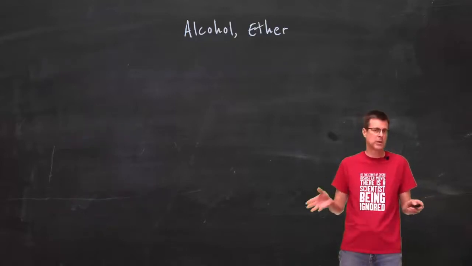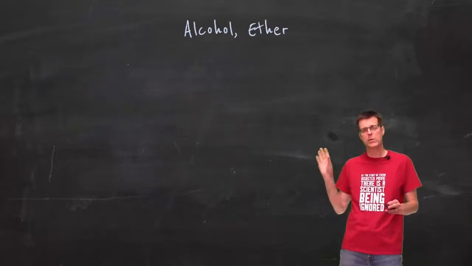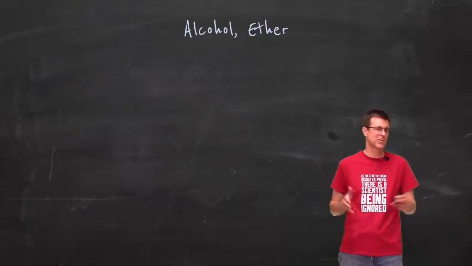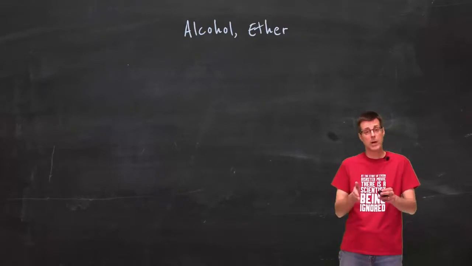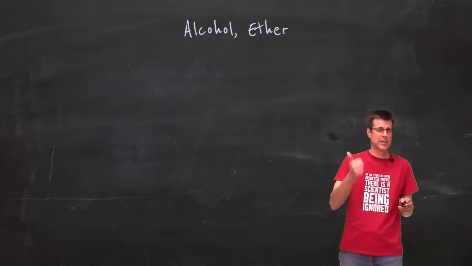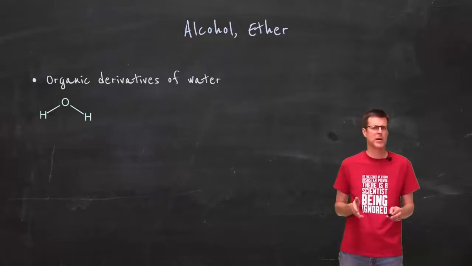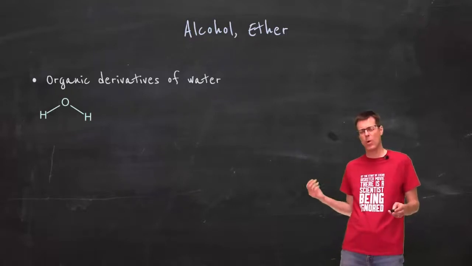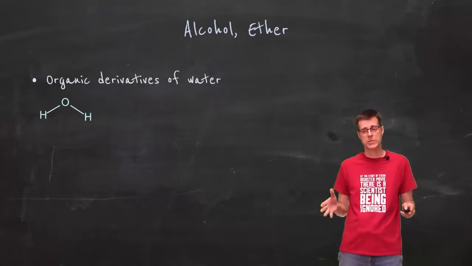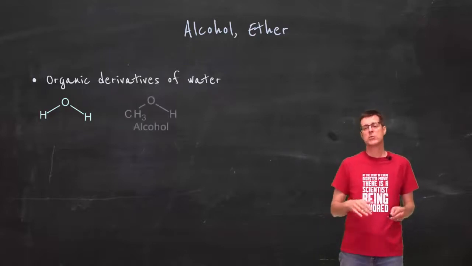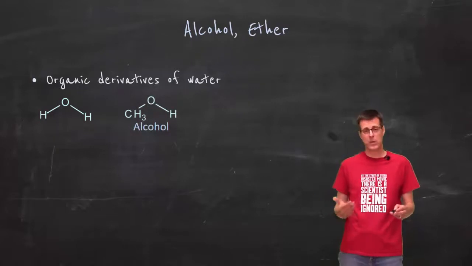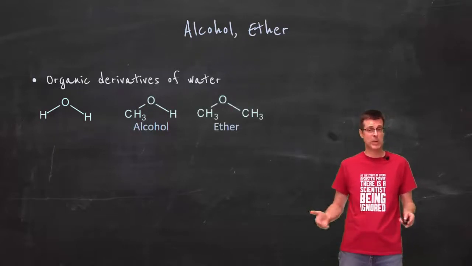Alcohols and ethers are often put together. We are not going to do much with ethers other than recognize them. Alcohols, we will spend time naming them and understanding their chemistry. They can sometimes be thought of as what's called an organic derivative of water, which means if I look at water, which is oxygen with two hydrogens, if I replace one of those hydrogens with a carbon group, that is now an alcohol. If I replace the other hydrogen with a carbon group, that is now an ether.